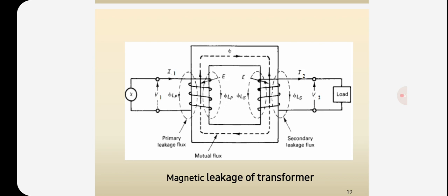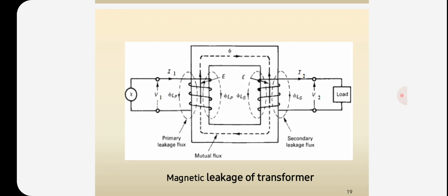So this is the diagram for magnetic leakage flux. A part of the primary flux ΦL1 does not link with the secondary winding, and a part of the secondary flux ΦL2 does not link with the primary winding. So the two fluxes ΦL1 and ΦL2 leak out of the core and do not link both windings. Hence, these fluxes are known as leakage fluxes. ΦL1 is known as primary leakage flux and ΦL2 is known as secondary leakage flux.